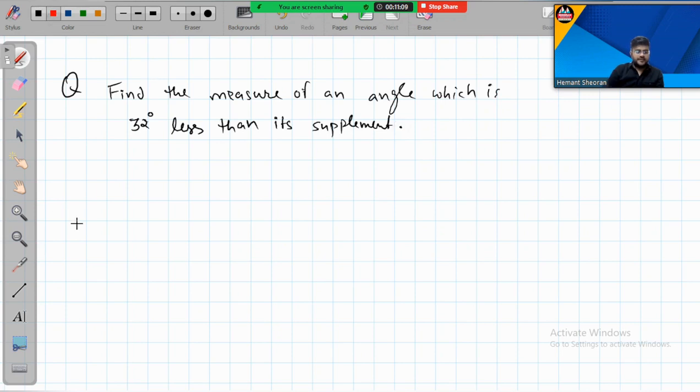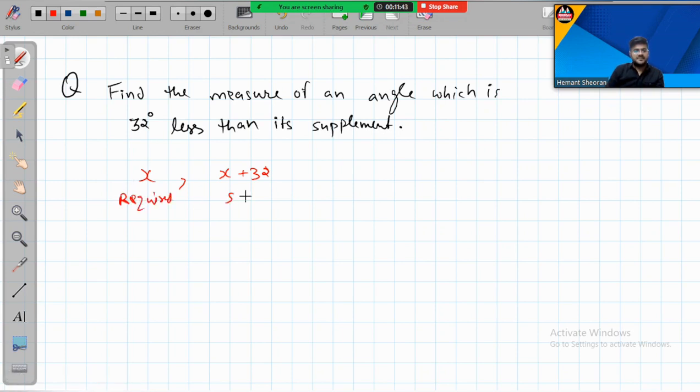What are you going to do in it? The required angle is x, so its supplement will be x minus 32, or plus 32? Plus 32, because it is less, so the other angle will be more than this. Yes or no? So this is the required one.